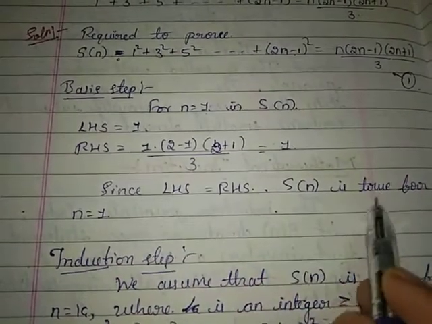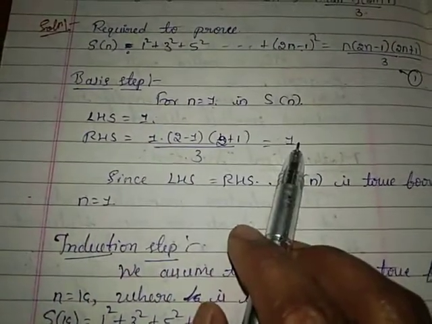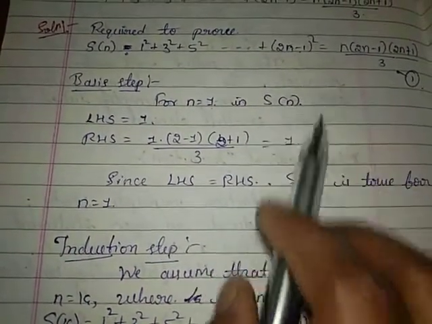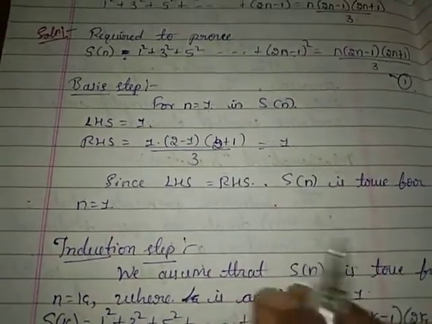S(n) is true for n equal to 1 because both LHS and RHS are the same. So we declare that the statement is true for n equal to 1. Therefore the basis step holds good.